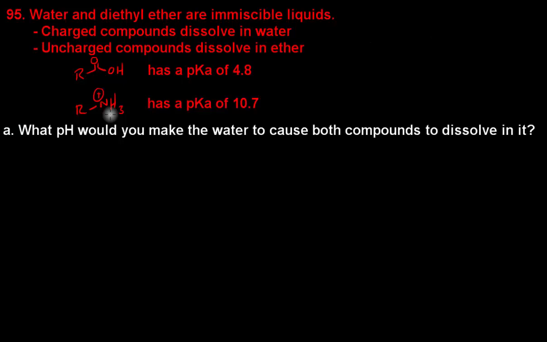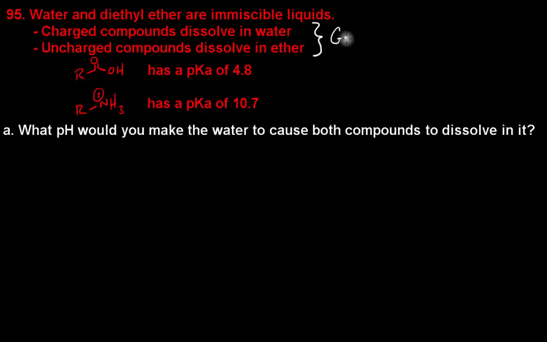You'd actually get this cool little layer in between the two, and you'd be able to partition stuff between the two layers if you really wanted to. But then it gives you this precondition, which I want to talk about for a second. It tells you that charged compounds dissolve in water and uncharged compounds dissolve in ether, and this is true to a degree. It's not true all the time, but it is a pretty good generalization.